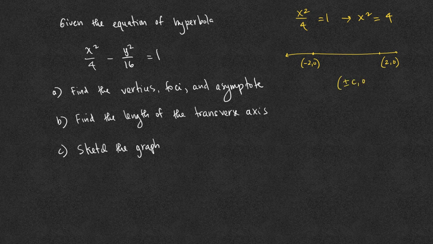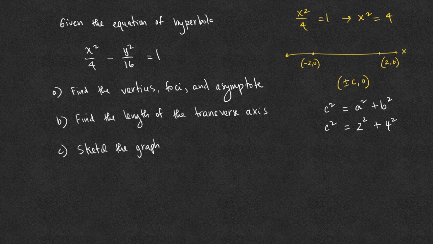The foci are also on the transverse axis, and the foci have the coordinates plus or minus c, 0 because they are on the x-axis still. The relationship that combines a, b, and c is that c squared equals a squared plus b squared. c is not known. a is the number below x squared, so a is 2, a squared is 4, plus b squared, b is 4, 4 squared is 16.